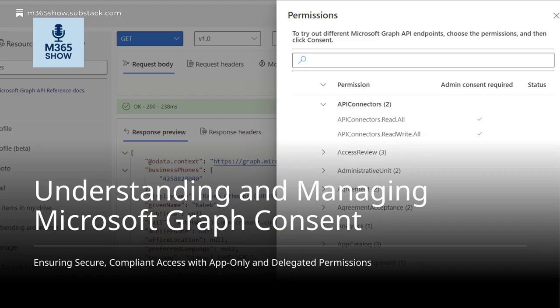I'm excited to introduce our topic, Understanding and Managing Microsoft Graph Consent. The subtitle is Ensuring Secure, Compliant Access with App-Only and Delegated Permissions. Over the course of this presentation, we'll explore how to effectively manage permissions, ensure security, and maintain compliance when working with Microsoft Graph. Let's get started.